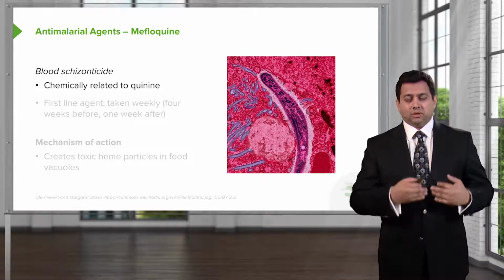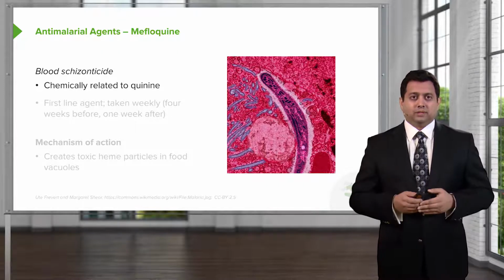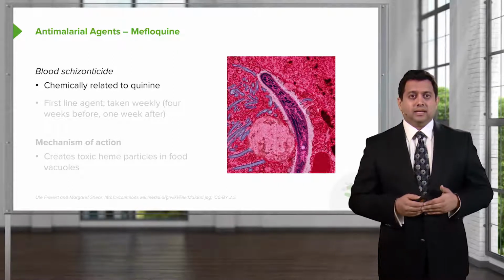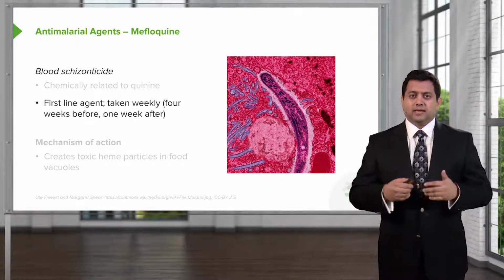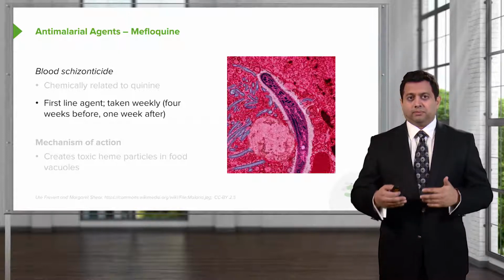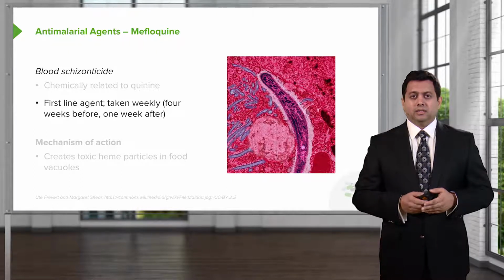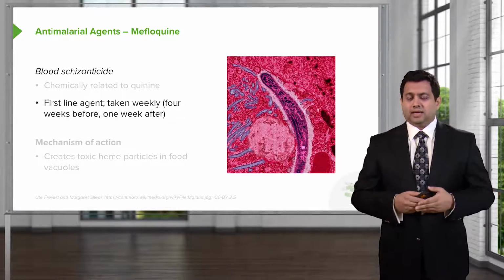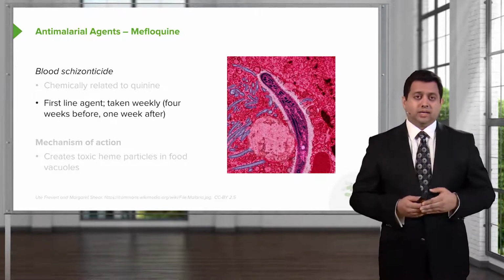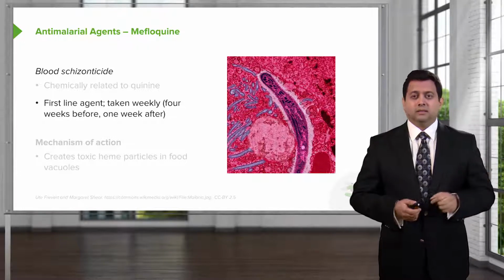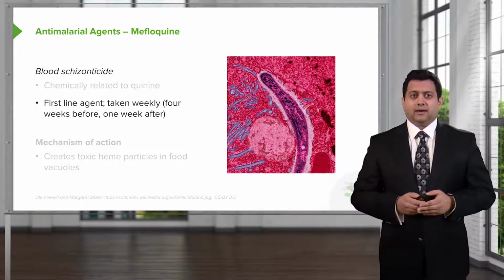Mefloquine is probably the most used antimalarial agent in patients from North America who are traveling abroad. It's chemically related to quinine, and it's often considered our first-line agent. Generally speaking, for prophylaxis, we give the patient 4 weeks of therapy prior to and 1 week after, with one pill once a week during the treatment. So for example, if you're traveling to an endemic area that's susceptible to mefloquine for 3 weeks, you would take it for 4 weeks before, once a week, during the 3 weeks while you're traveling, once a week, and then for 1 week after.